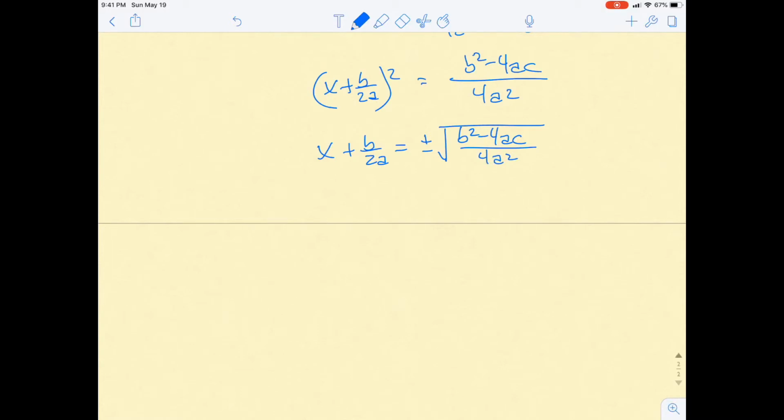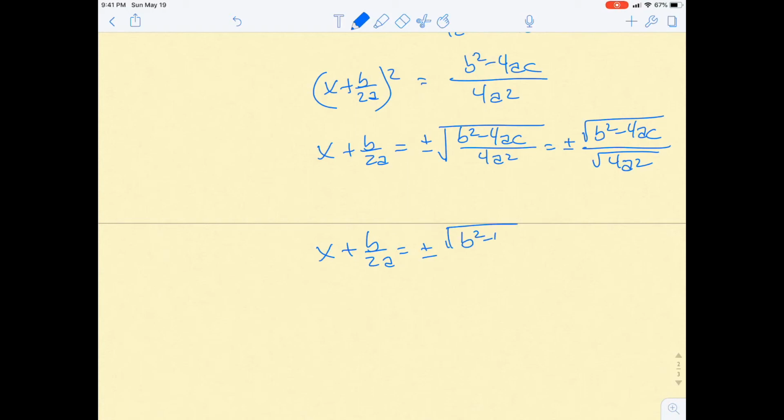And I'm going to take this one step further and simplify this to plus or minus the square root of b squared minus 4ac over the square root of 4a squared. Now, in the denominator, the 4 is a perfect square and the a squared is a perfect square. So I can take the square root of both and find that x plus b over 2a equals plus or minus the square root of b squared minus 4ac all over 2a.